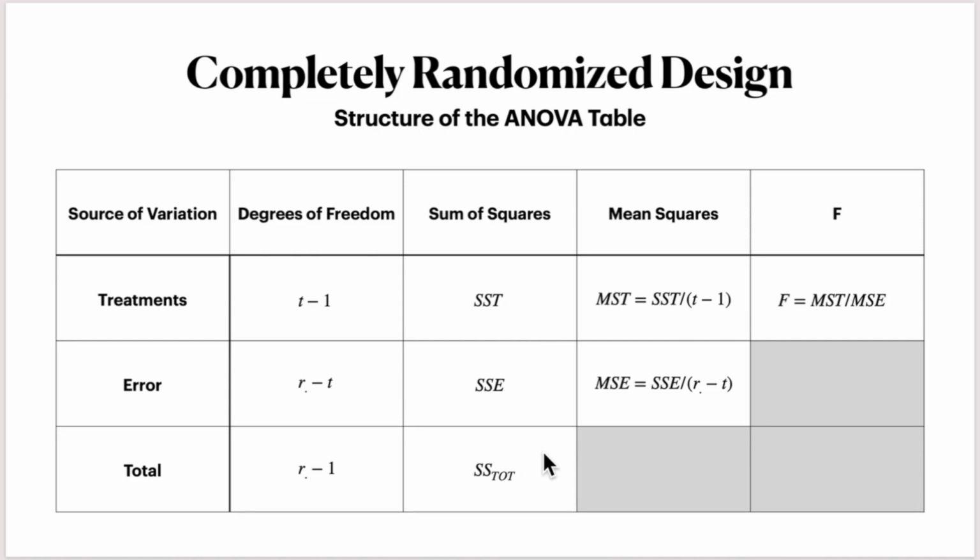Once you have those quantities, we can calculate the mean squares very easily. The mean square due to treatments is equal to the sum of squares due to treatments divided by its degrees of freedom. The mean squared error, which is going to be our estimate of the variance associated with the error terms, is equal to the sum of squares error divided by its degrees of freedom. And then finally, once we have the mean squares, we can calculate the F statistic by dividing the mean square due to treatments by the mean squared error.